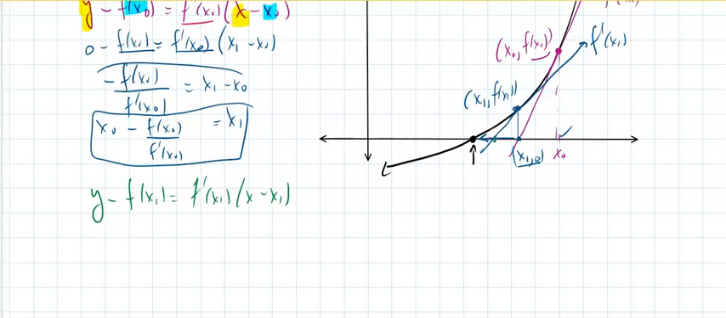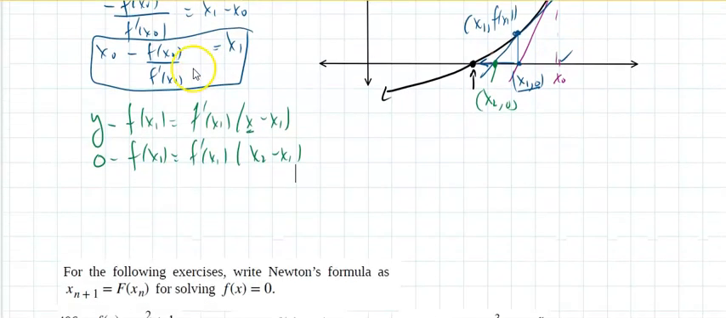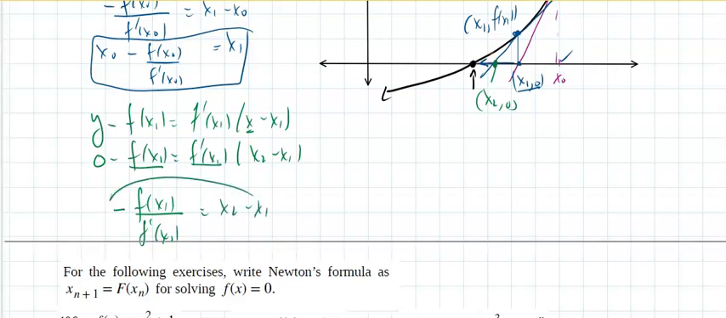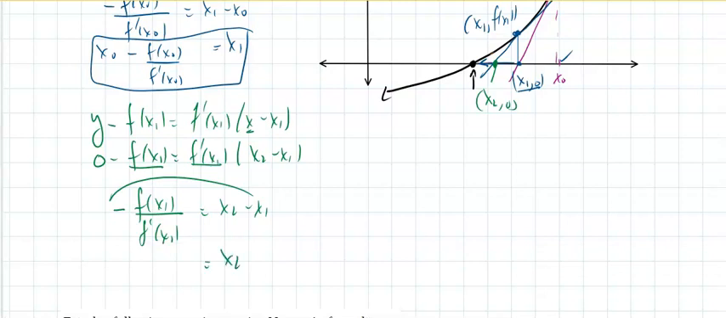Now, if I look at where that equals 0, call that x sub 2. y will equal 0 when this x is x sub 2. If I solve for x sub 2, I divide both sides by this again. So I get negative f of x sub 1 divided by f prime of x sub 1 equals x sub 2 minus x sub 1. Move that to the left, and I get x sub 2 equals x sub 1 minus f of x sub 1 divided by f prime of x sub 1.